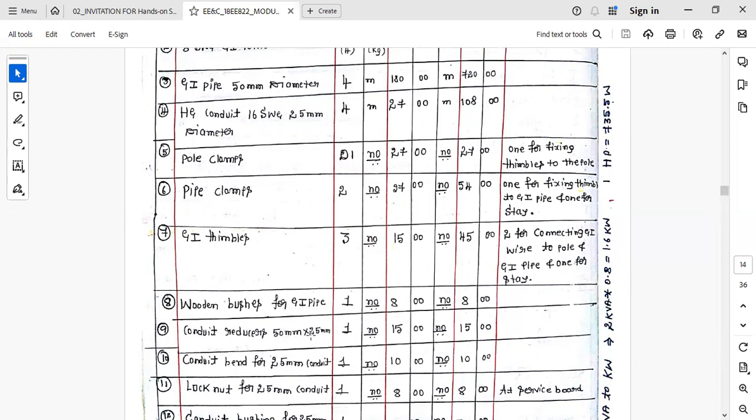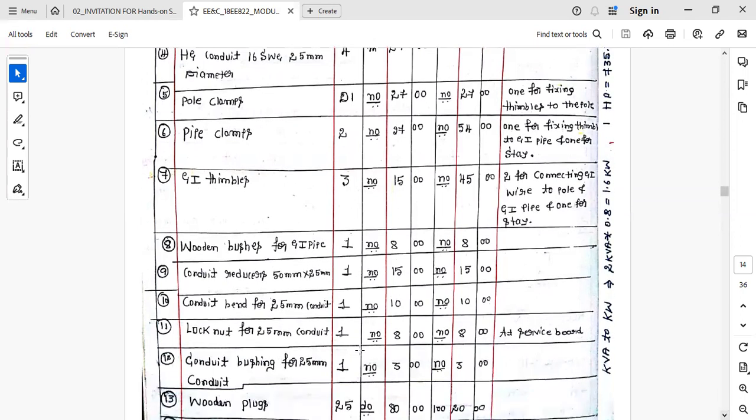25 mm and 25, 50 mm into 25 mm, one number, 15 rupees per. So 15 into 1, 15 rupees only. Conduit bend for 25 mm conduit, one number is required, 1 into 10 rupees, 10 rupees. Next one, lock nut for 25 mm conduit, one number, so 8 rupees per one lock nut, a total 8 rupees.